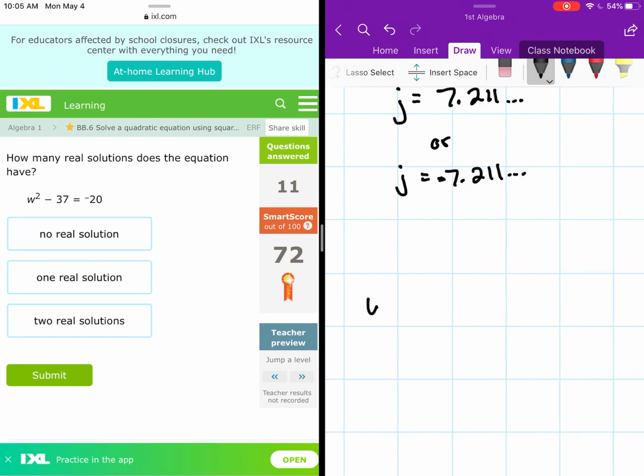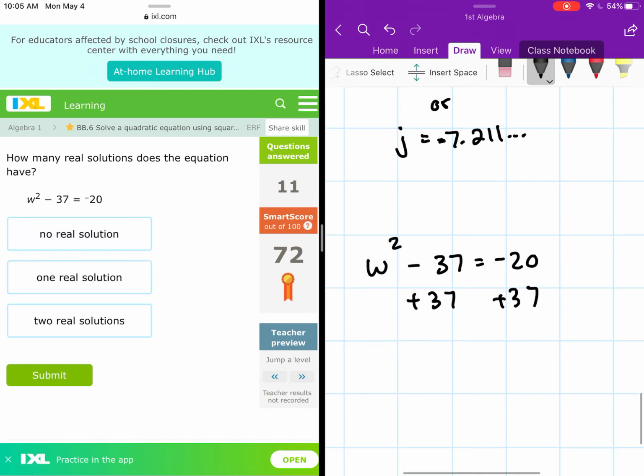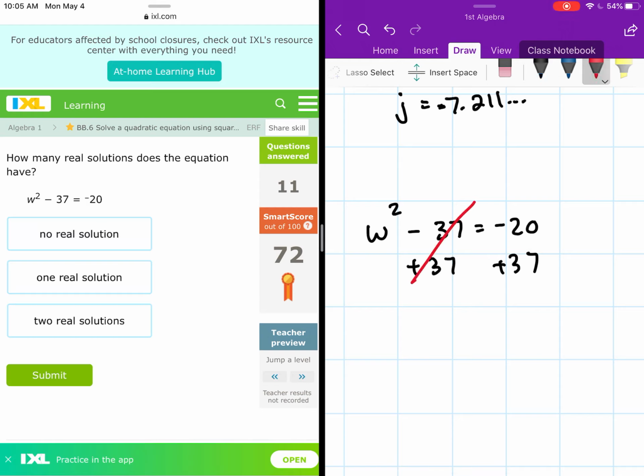Okay. Now let's look at this next example. We have w squared minus 37 equals negative 20. Add 37 to both sides. That's going to eliminate them on the left side, leaving you with w squared. And negative 20 plus 37, what is that going to give us? That is going to give us 17.